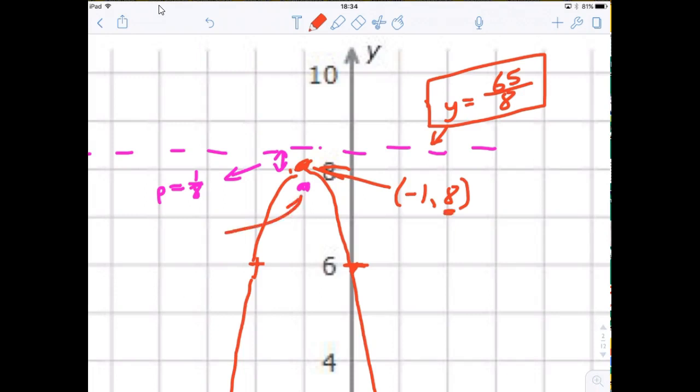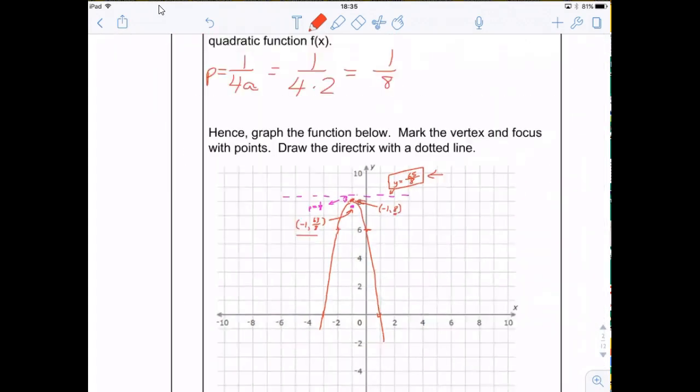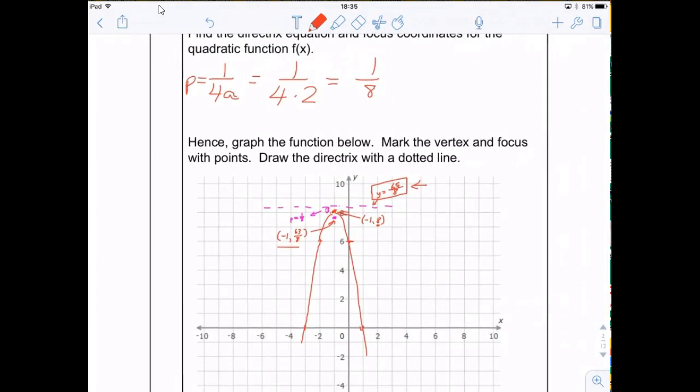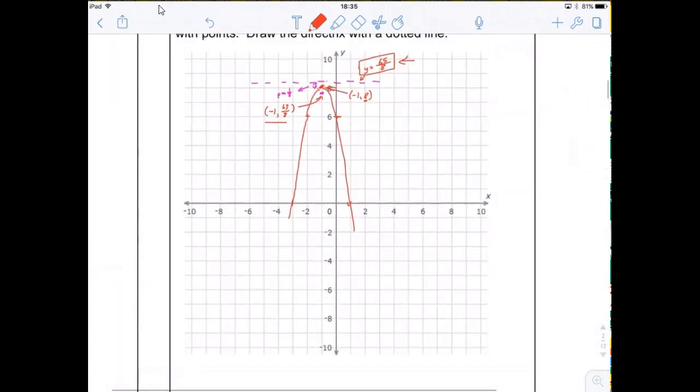Now, to find the focus coordinates, I take the vertex coordinates and take the y value and subtract 1/8, which would give me 64/8 minus 1/8, which is 63/8. The x value, of course, would be -1. So the focus coordinates are (-1, 63/8). I have the directrix equation of the line, and I have the vertex coordinates. So I think I'm done, right? All right, and so that was page 1 and 2.